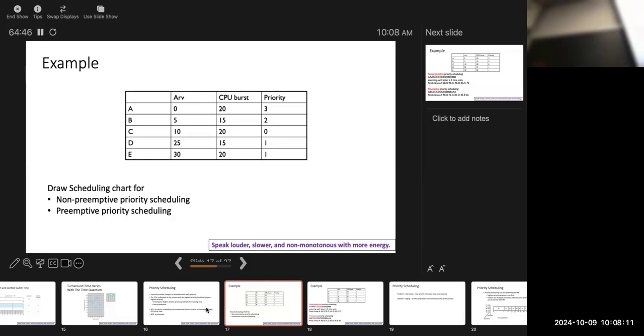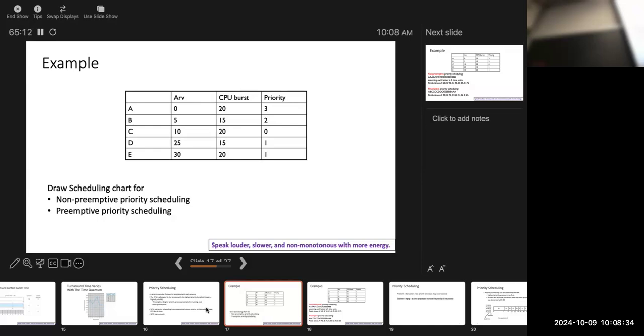At time 0, we have no ready process, but only process A, right? So I schedule this one and I let it execute until I have any other process ready for execution. So, okay, what is its priority? Its priority is 3, 2, 0, 1, 1, right?